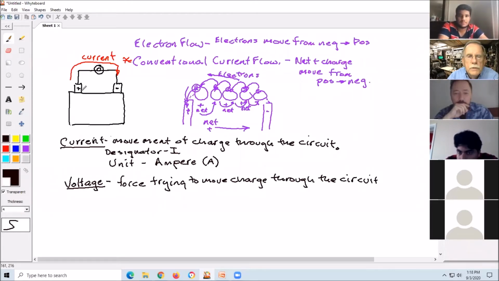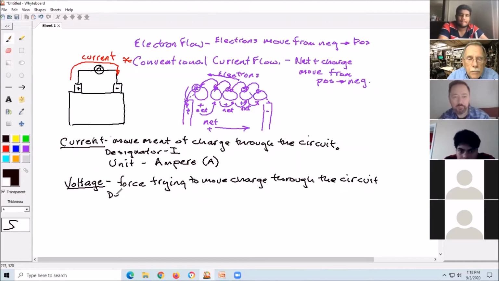Right? It's the voltage, and the voltage would be rated in the battery. We think about a car battery is usually 12 volts. If we think about a little flashlight cell, usually these guys are about 1.5 volts. All right. So we call that the force trying to move the charge through the circuit.